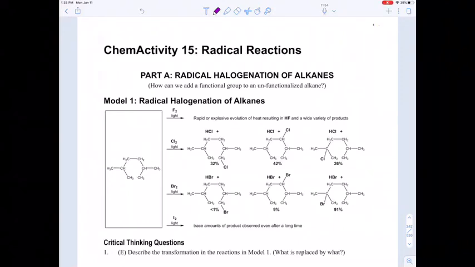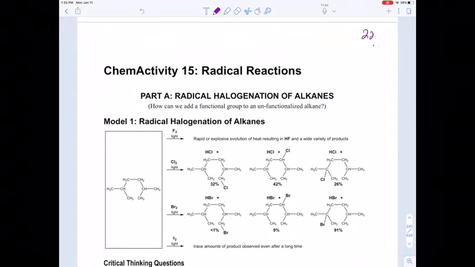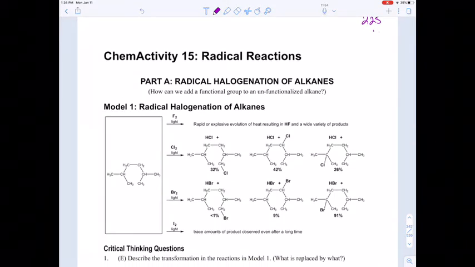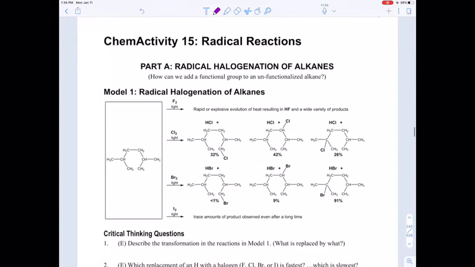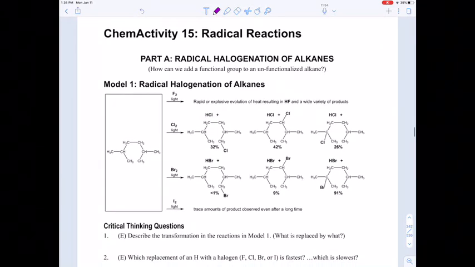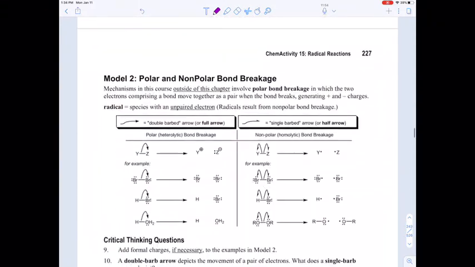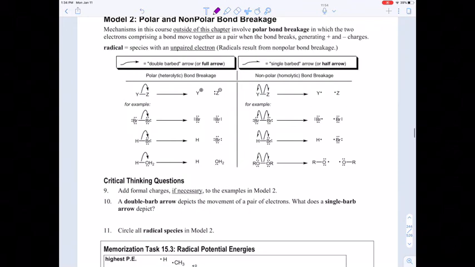Okay, we are going to pick up right where we left off. We're on page 225, so 225 in your workbooks. There are a couple mistakes in this activity. So this one here, this should be 4.5%. Okay, and then on page 227, we have one little issue.